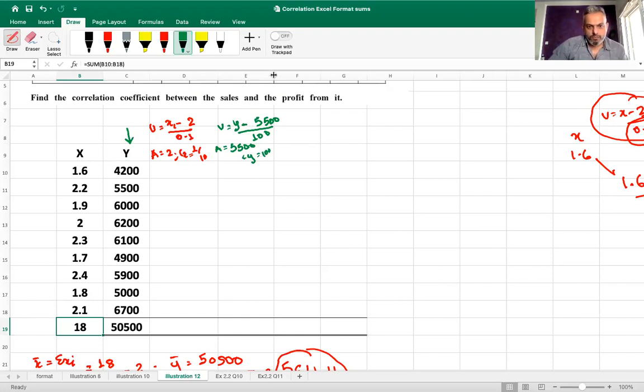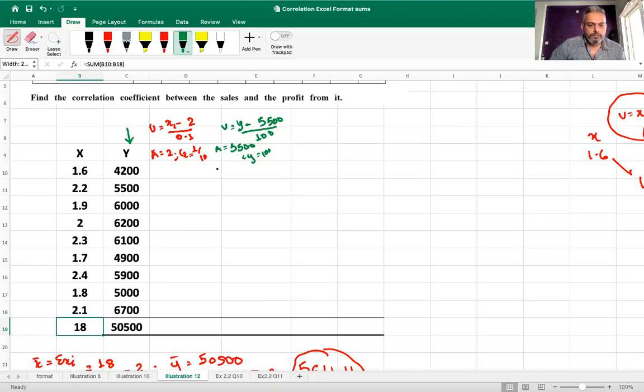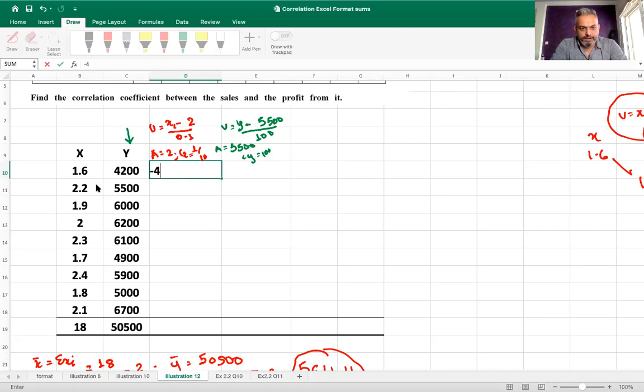So now we have u, we have v. Okay, so first let's find out u and v. Please write this. Now come over here. 1.6 minus 2. You can also use your calculator if you are getting confused. So 1.6 minus 2 is minus 0.4, divided by 0.1, so minus 4. Then 2.2 minus 2 is 0.2 divided by 0.1, which is plus 2.